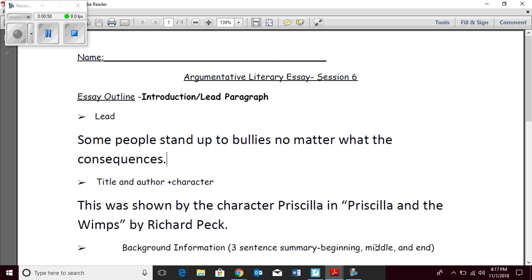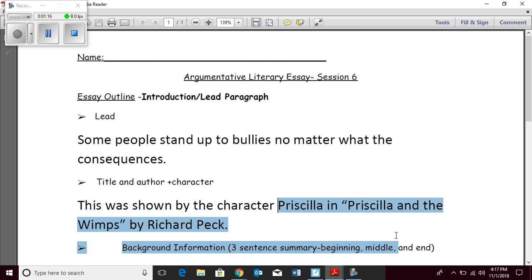If we go back to the Priscilla example, we are going to start with "This was shown by the character." Go ahead and write that down on your organizer. Then we're going to put your character's name. Here I put Priscilla in Priscilla and the Wimps by Richard Peck. What you are going to do is put your character, the story, Thank You, Mr. Folker, and the author, which is by Patricia Polacco.